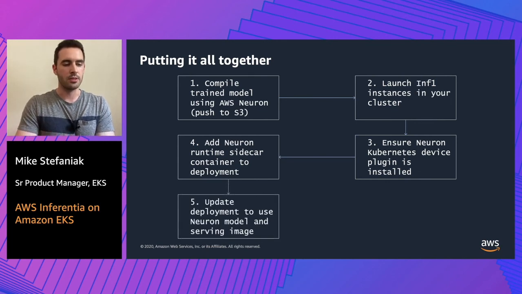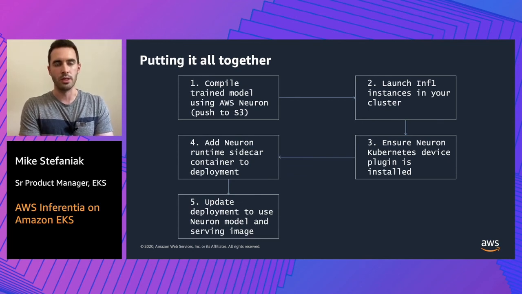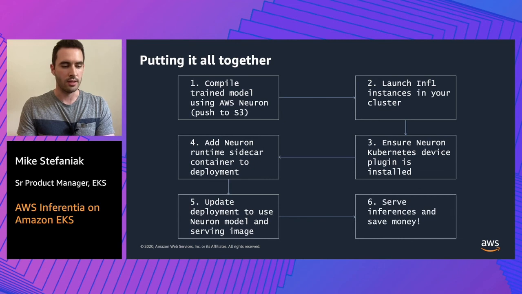And then the last piece that I've mentioned is updating the deployment to use the Neuron model. So you're going to point to the model that you pushed to S3 in step 1, and then you're going to swap out your serving image. So you may be using TensorFlow Serving today, and you just need to swap it out for the Neuron optimized version of TensorFlow Serving. And that's it. You deploy to your cluster, serve inferences at scale, and save money.